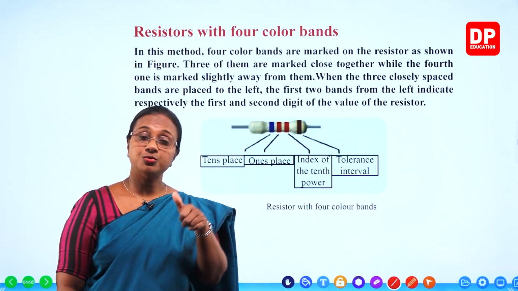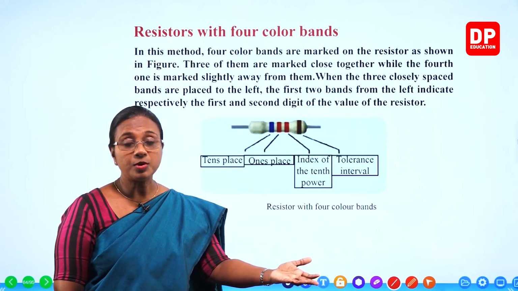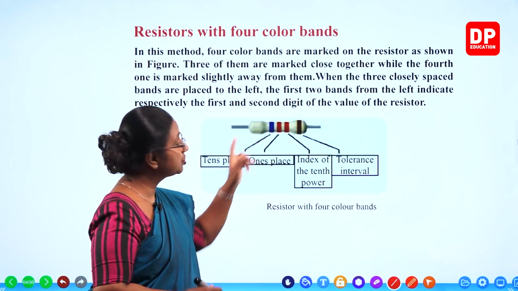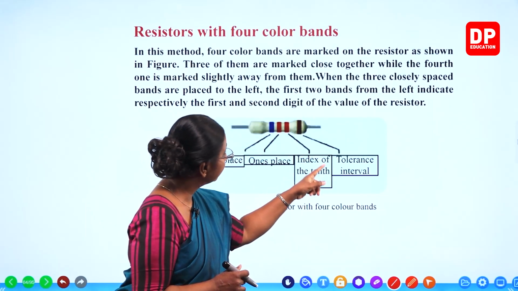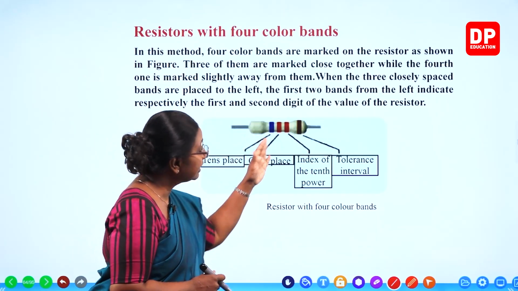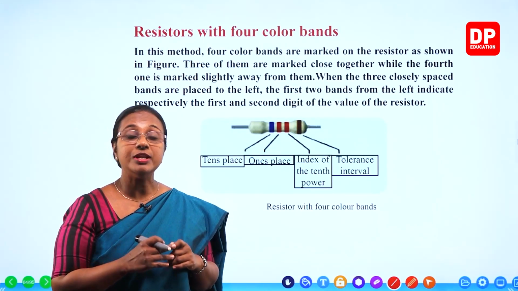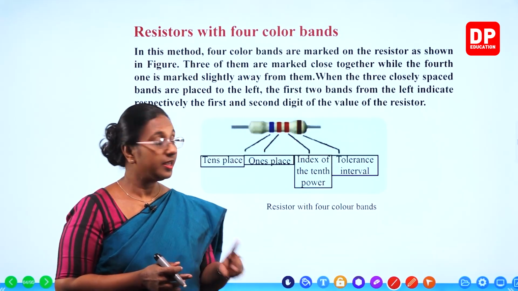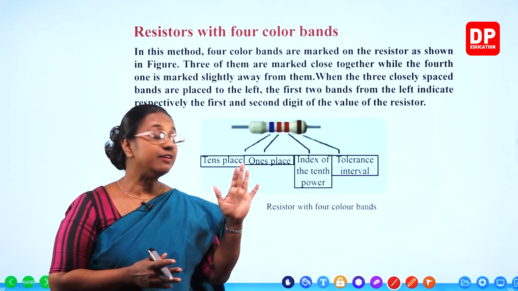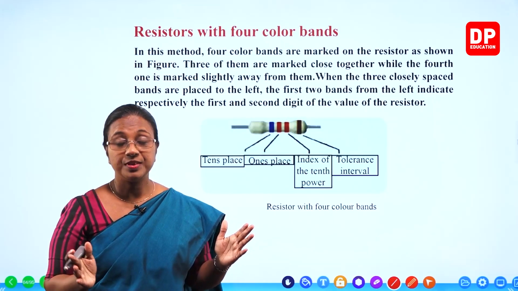If the color corresponds to 1, you write 1. If the color corresponds to 2, you write 2. If the color corresponds to 4, you write 4. Like that, you directly write the digits for the first 2 bands. Then we have the third band, the index of the 10th power. If that color corresponds to, let's say, value 1, then you need to put 1 zero. If it corresponds to value 4, you need to write 4 zeros. And if the color corresponds to value 0, then there are no zeros.